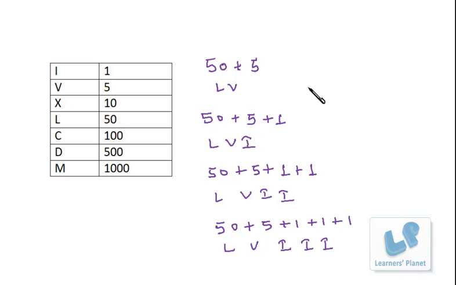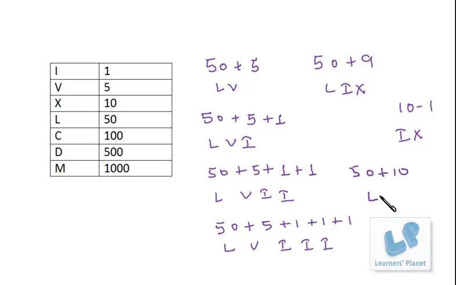So what I have to do is, I have to write 50 plus 9. Okay. Now how do I write 9? It's 10 minus 1. And how do I write 10 minus 1? If I write I before X, it will be 10 minus 1, that is 9. So what 50 is? It's L, and what 9 is? IX. Okay. Next is 60. So it is 50 plus 10. That means LX. 50 plus 10.